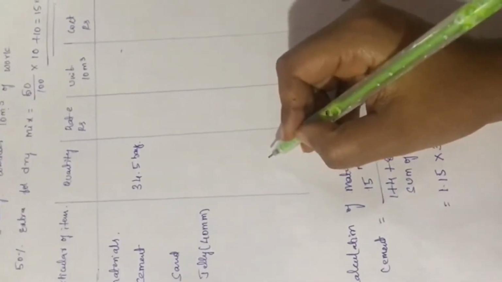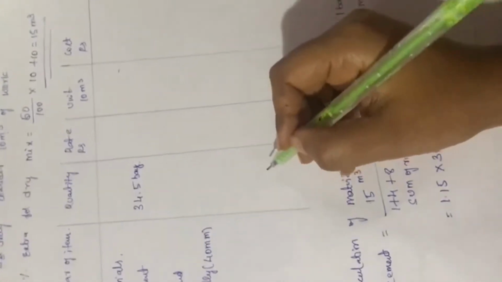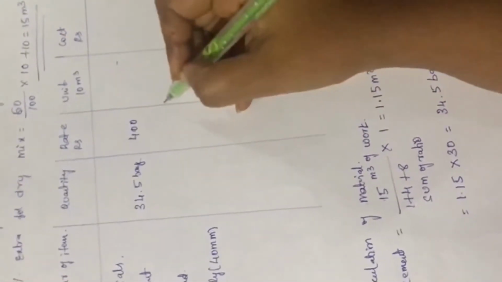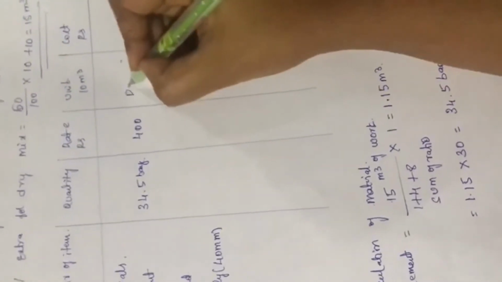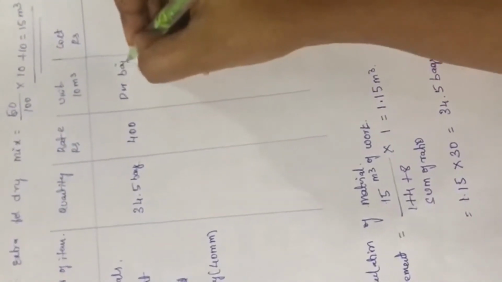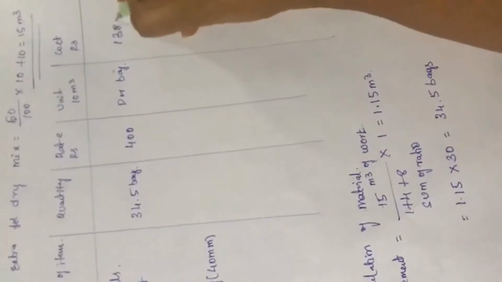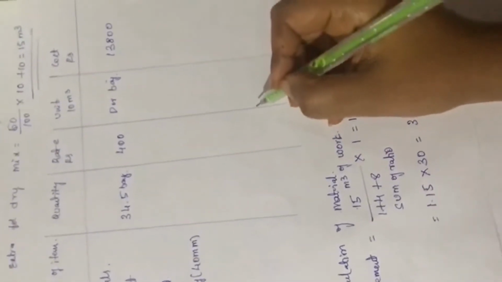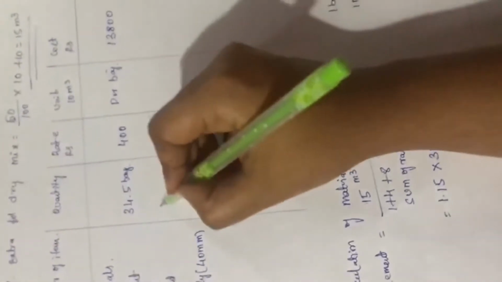Again the sand quantity required is 4.62. What is the unit here? This is also considered per meter cube. So what is the cost? I'll consider 2,500. The total cost will be 11,550 rupees.